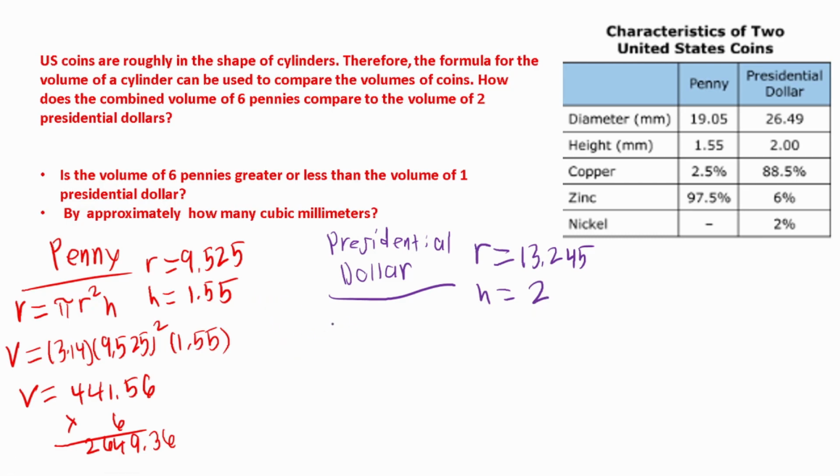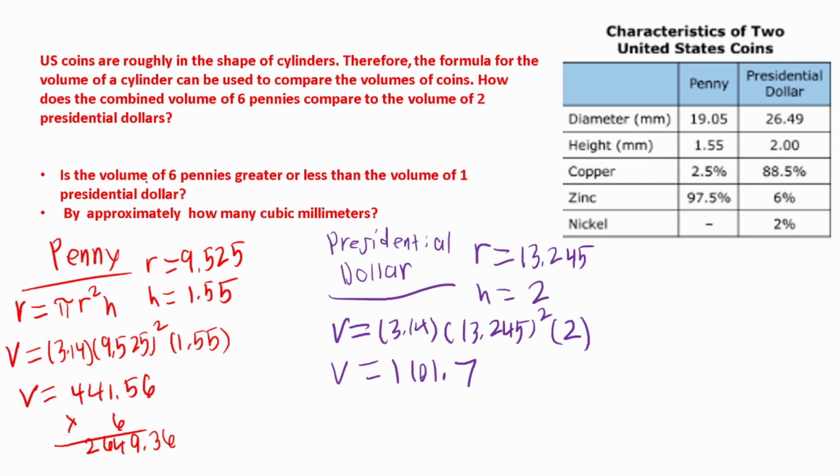So we can plug it into the same formula as over there, which is V equals pi, which is 3.14, times my radius, 13.245, squared, times the height, which is 2. And we can plug this into our calculator, 3.14 times 13.245 squared times 2. And we get the volume equals 1,101.7.